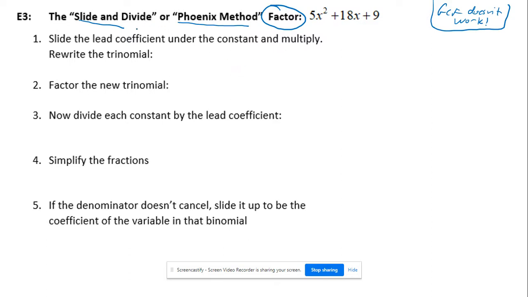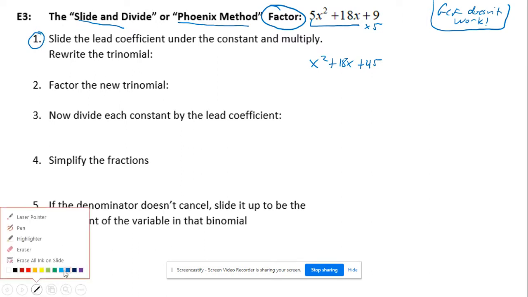Number 1 says slide the lead coefficient under the constant and multiply to rewrite the trinomial. The reason why some people call it slide and divide is because we're going to slide the 5 over and we're going to multiply 9 times 5. So we're going to rewrite the problem now as x squared plus 8x plus 45. See how I slid the 5 over and multiplied by it. Now this looks like a regular factoring problem.